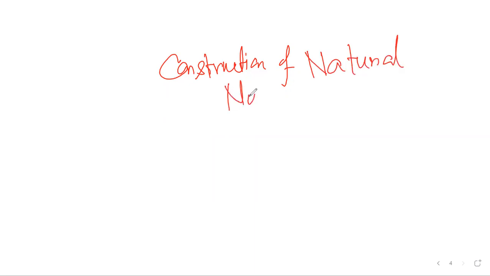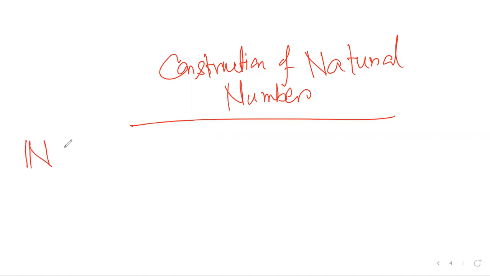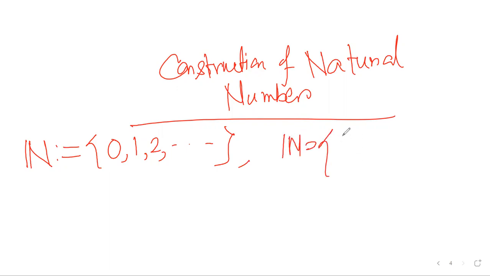Natural number. So what is a natural number? The set of all natural numbers is denoted by the letter N, and it is the set 0, 1, 2, and so on. A few authors exclude 0 from the set and take the natural numbers as N equals 1, 2, 3, and so on.